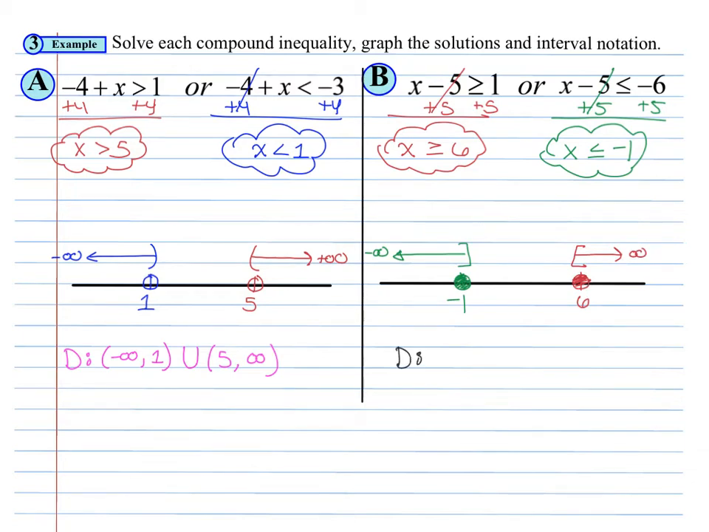Same way, we have to say all the negative numbers to negative 1, including 1, union 6, including 6, all the way to infinity. So we're going to have from negative infinity to negative 1 included, union to 6, and we include 6 with a bracket, all the way to infinity. And that is our interval notation answer.